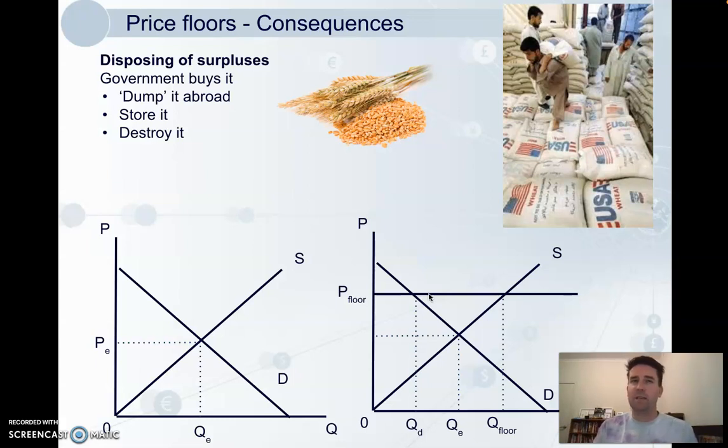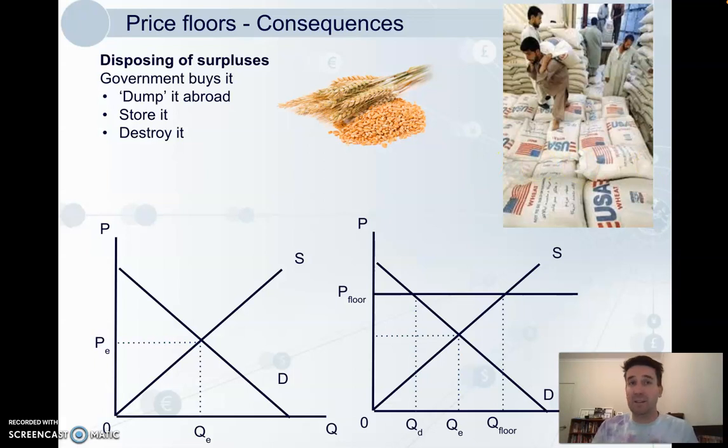Another form of dumping is to give it as aid to developing countries. This is good, right? Starving people, free wheat. It's got to be good. Unfortunately, it's not quite that simple. Giving aid like this has the effect of killing the local agricultural industry, as they can't compete with free. So what it does is it makes this poor country dependent on the aid. And that's not really a solution to poverty.